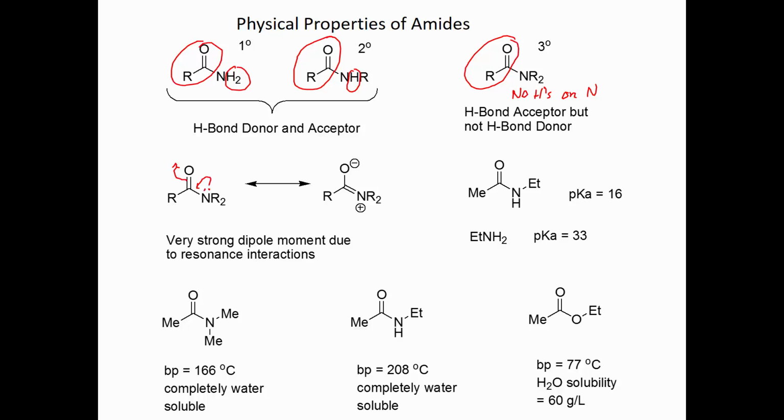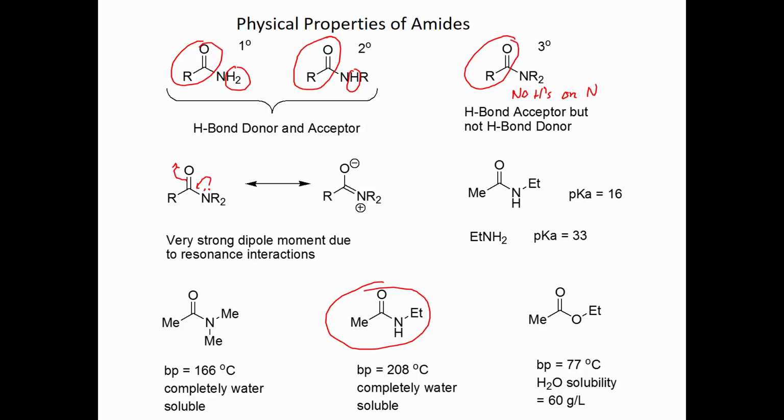Notice how this tertiary amide and this secondary amide both have similar molecular weights to ethyl acetate over here on the far right, but look at how much higher boiling these amides are. The one that has hydrogen bond donor and acceptor is much higher boiling, but we see that both of these amides are much higher boiling than the analogous ester.